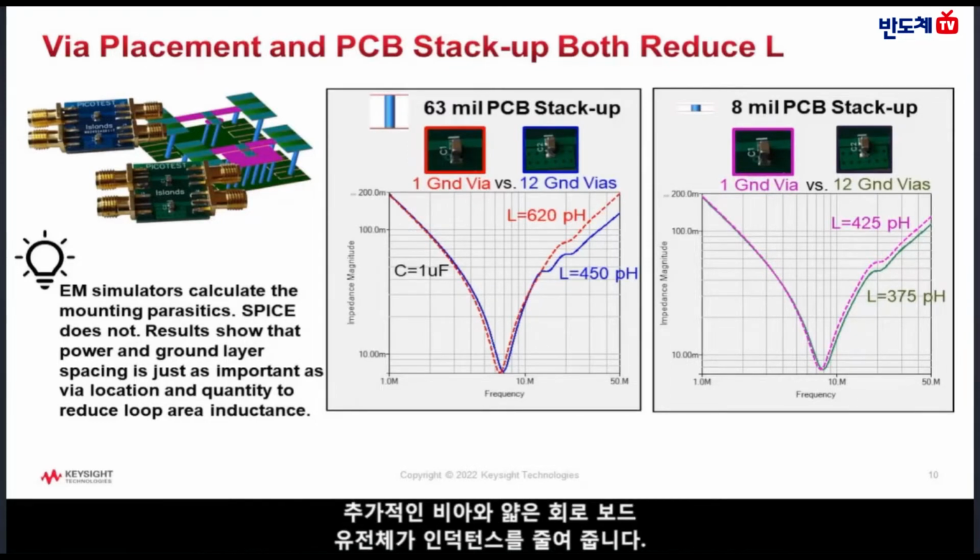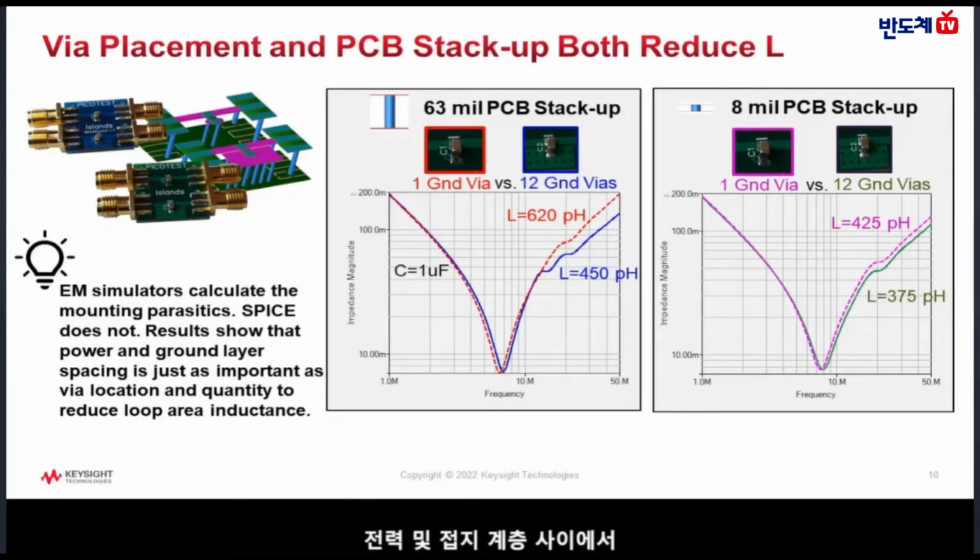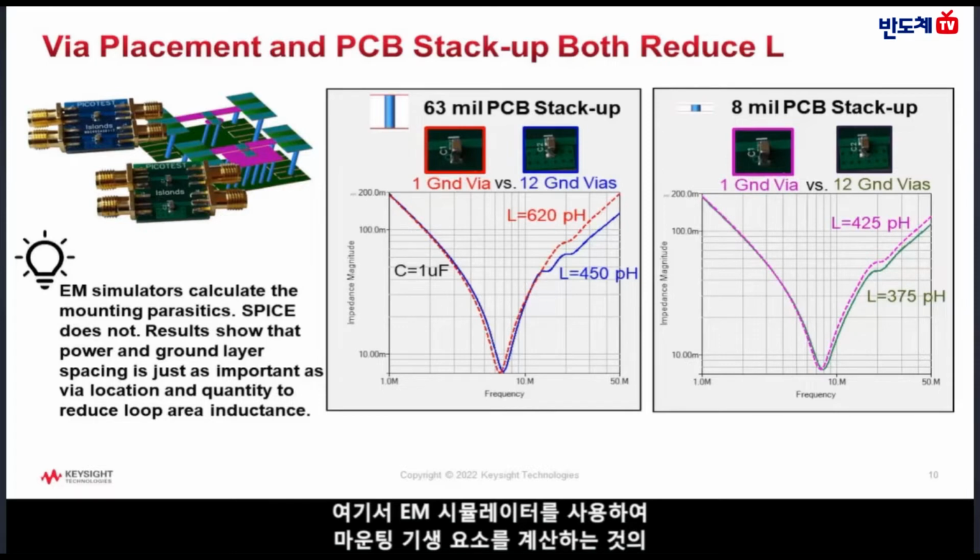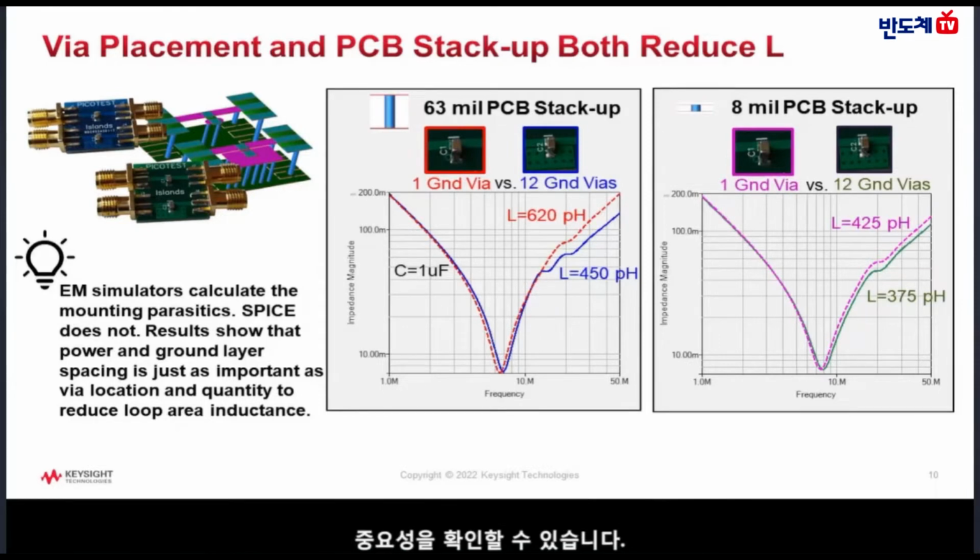The additional vias reduce the inductance, and so does the thinner circuit board dielectric. The added vias are most effective when the ground plane is further from the power plane, and the bigger impact is the reduction in the dielectric thickness between the power and ground layers. Here again we see the importance of using an EM simulator to calculate the mounting parasitics. Results show that the power and ground layer spacing is just as important as via location when designing the mounting footprint for a capacitor.